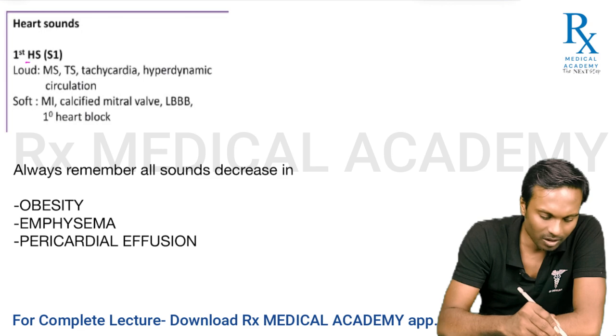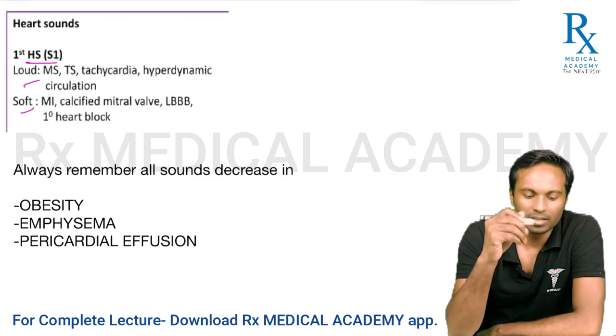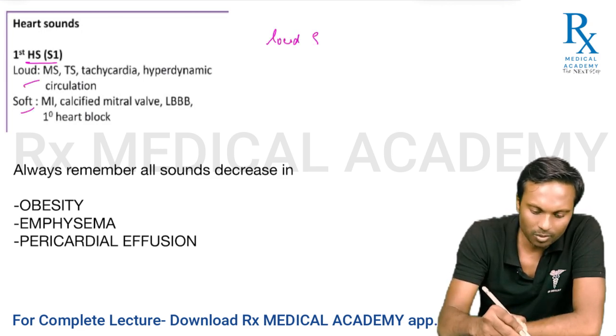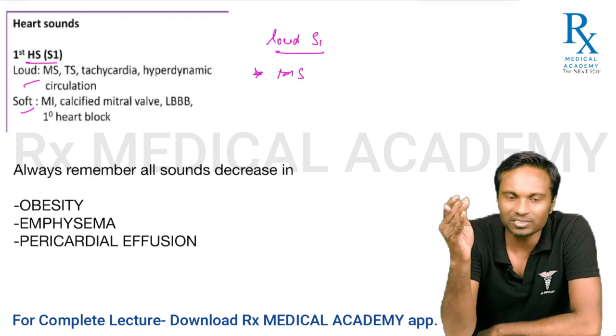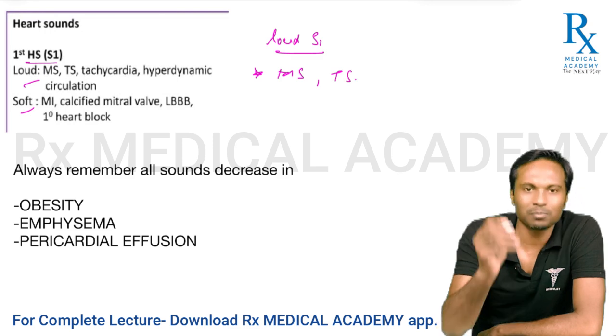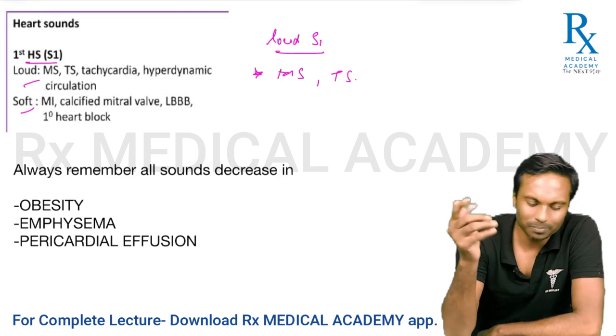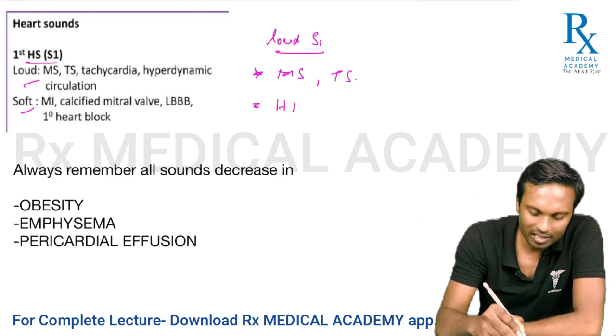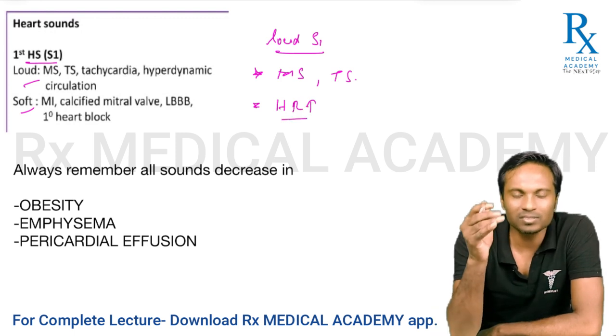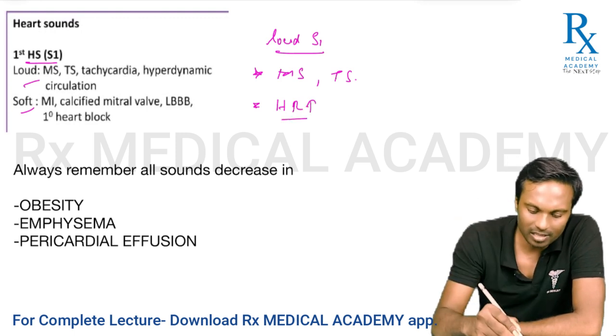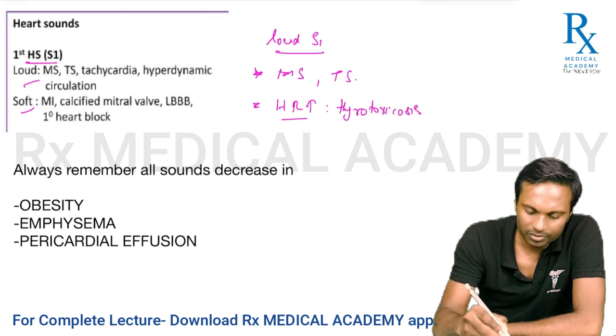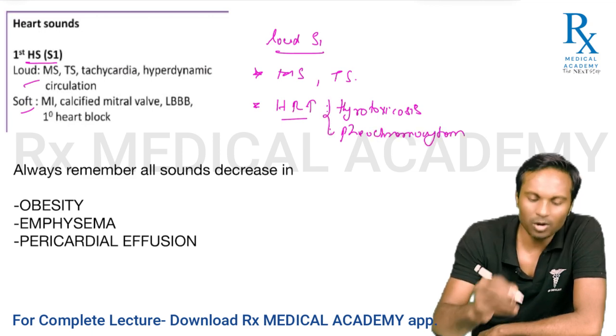Let's see. You have loud S1, you have soft S1, and the causes of loud S1 can now be fully understood. It can happen due to mitral stenosis on the left side, whereas it can be due to tricuspid stenosis on the right side. Other examples in which heart rate will increase: hyperdynamic circulation, hyperkinetic circulation. For example, someone suffering from thyrotoxicosis, pheochromocytoma, right? Something like this. So this has now become very easy.